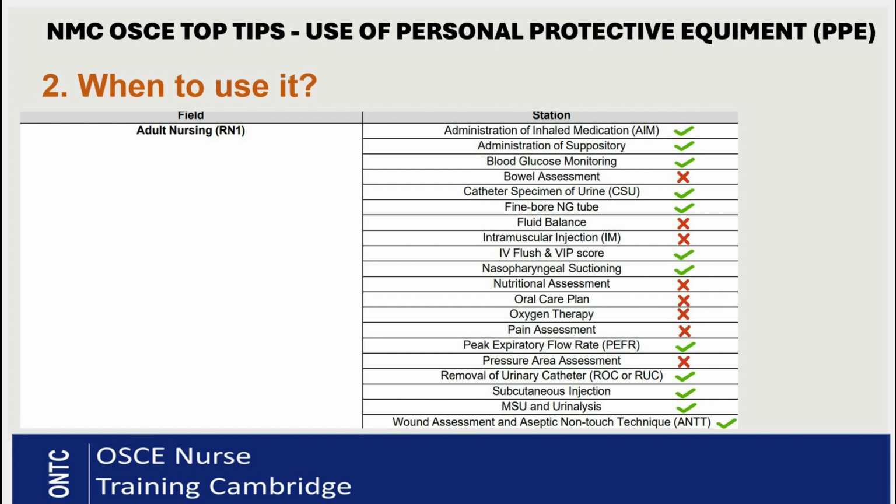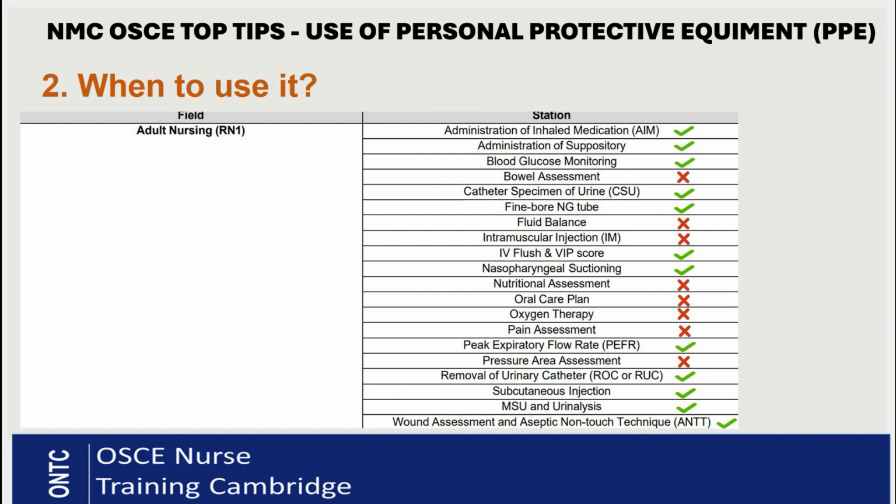Next one is IV flush and VIP score. Of course, you do need gloves and apron to do this procedure, because flushing has to be done with aseptic non-touch technique. So you definitely need gloves and apron to flush the cannula. After that is nasopharyngeal suctioning. Of course, you do need gloves, apron, and also a mask and eye goggles for this procedure. So you need the full set of PPE for this one, to do your nasopharyngeal suctioning.